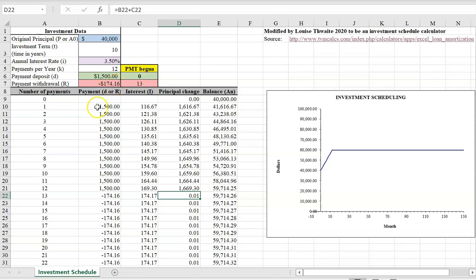If I change that to 174.18, now you can see that it's swapped over to now slowly losing money at 1 cent every month. And it's quite difficult to see on the graph, but it is slowly decreasing. What happens if I go in the middle of that? So 174.17 withdrawn every month.